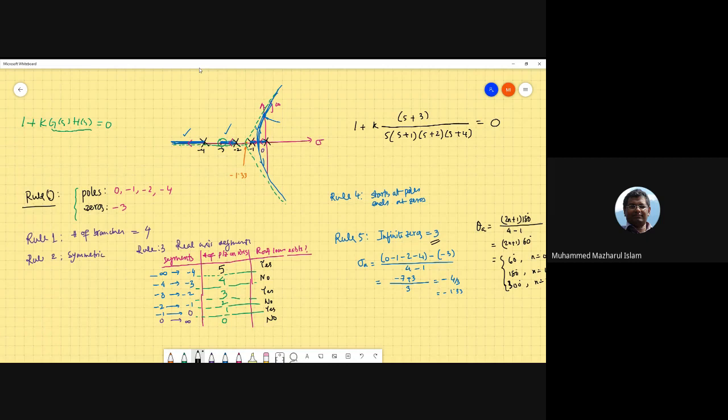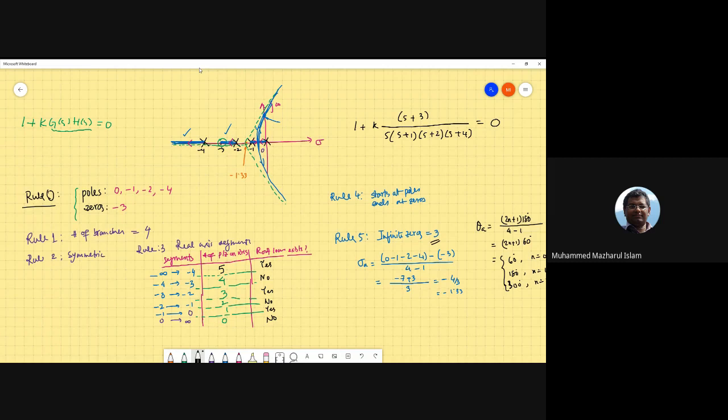So this can be done. So now you can simplify for k, you can calculate for the angles if you want. But you should remember this technique, how you can calculate or reconstruct the characteristic equation from the poles and zeros of the system.